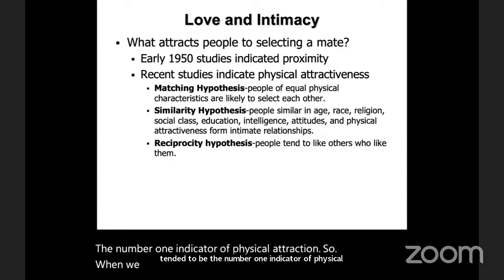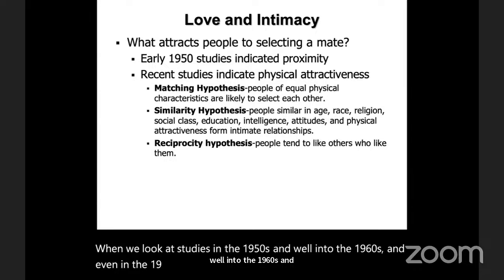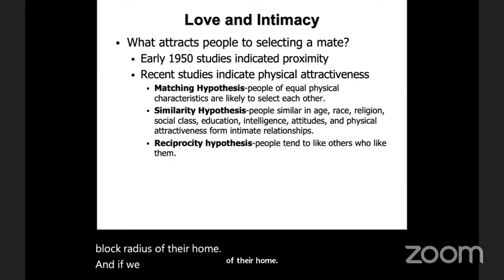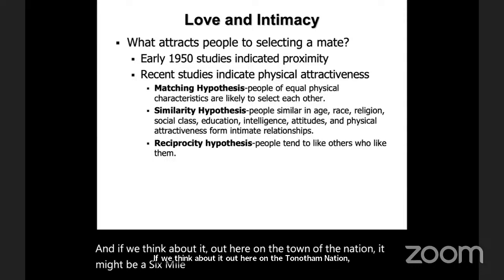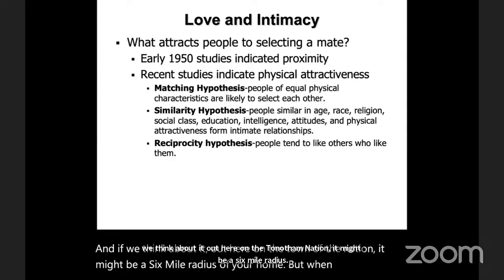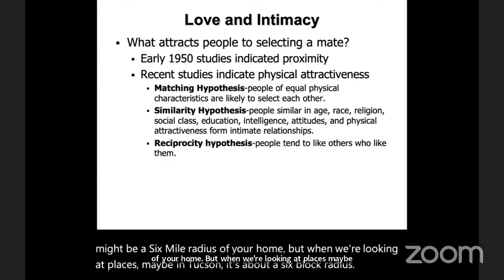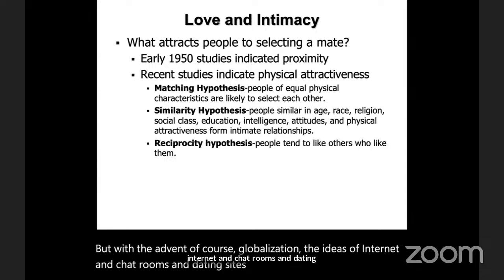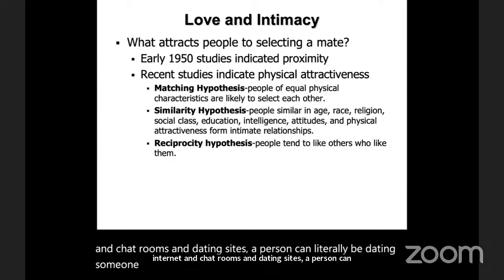When we look at studies in the 1950s and well into the 1960s and even in the 1990s, people tended to marry someone within a 6 block radius of their home. If we think about it out here on the Tohono Nation, it might be a 6 mile radius of your home, but in places like Tucson, it's about a 6 block radius. But with the advent of globalization, the internet, chat rooms and dating sites, a person can literally be dating someone in France, for example, or in New York City from here in Arizona or somewhere else.